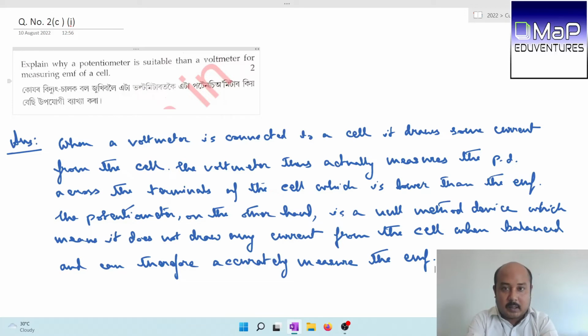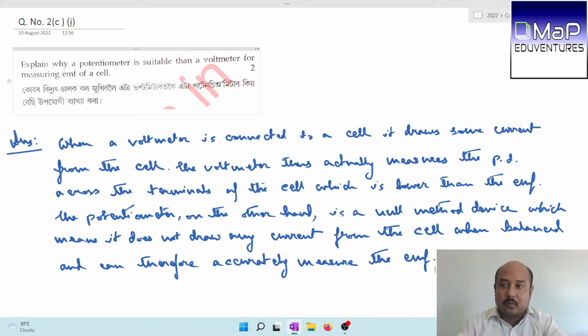But if I use a potentiometer, then that potentiometer is a null method device. In the null method, when the potentiometer is in the balance condition, it does not draw any current from the cell. So effectively the cell is in open circuit. Since no current is drawn, it is in open circuit, and in the open circuit condition the terminal potential difference we get is the EMF. That is, the potentiometer will measure the EMF more accurately as compared to the voltmeter. Okay, so this is the answer to question number 2c1.